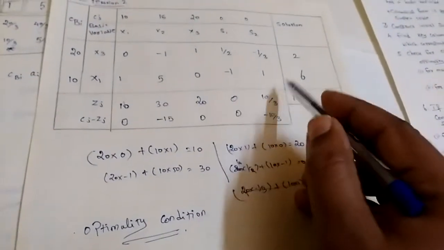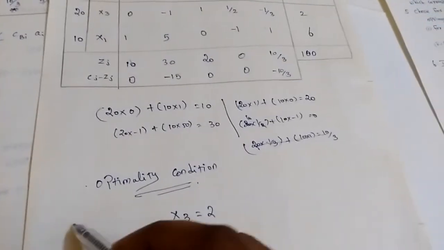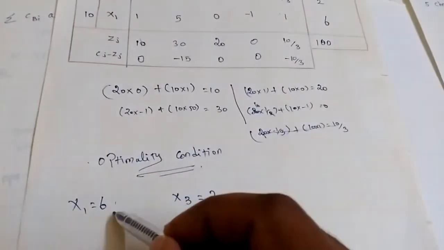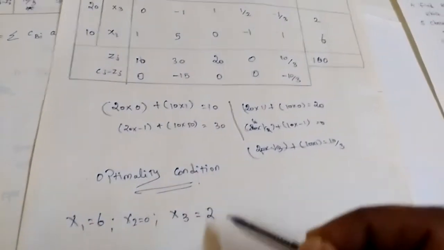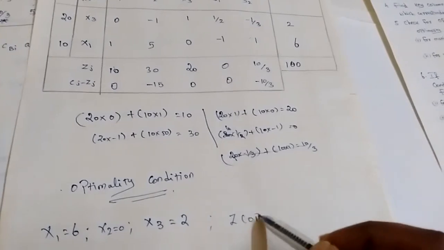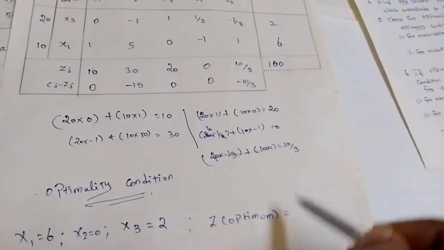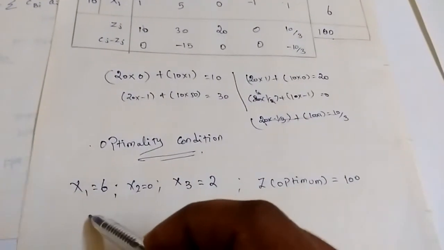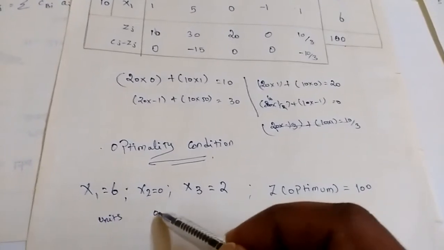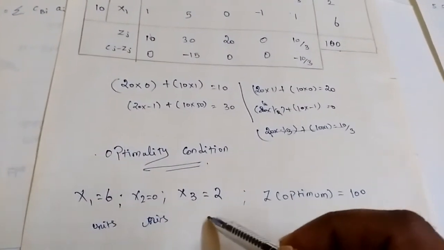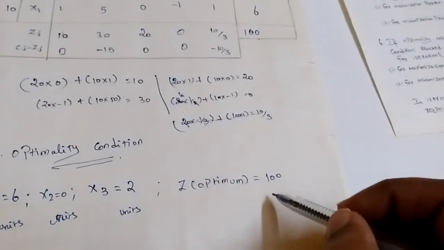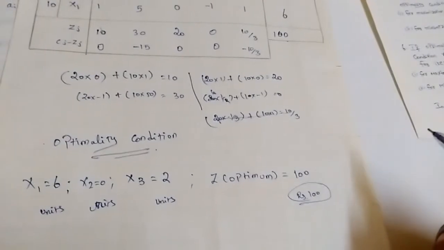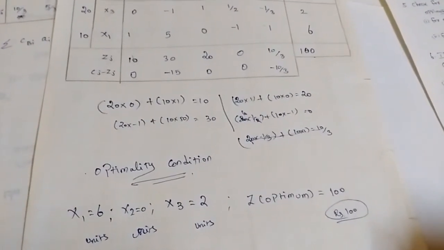x3 value is 2, x1 value is 6. There is no x2 here, so x2 is equal to 0, and Z optimum is this solution, 100. That means x1 will be produced by 6 units, x2 0 units, and x3 2 units of production. The optimum value of rupees 100 is the profit we get. This is the meaning of this problem in case of production.